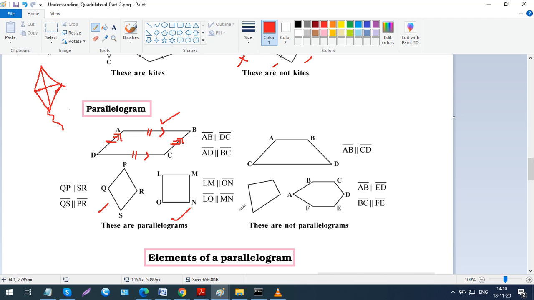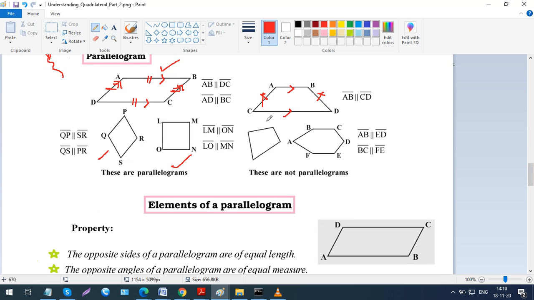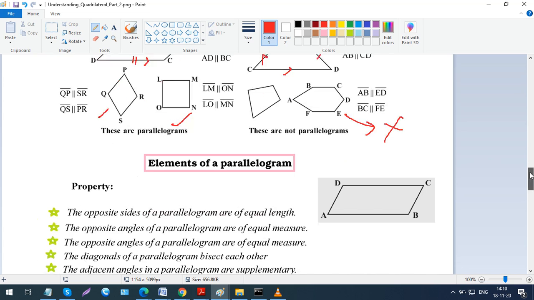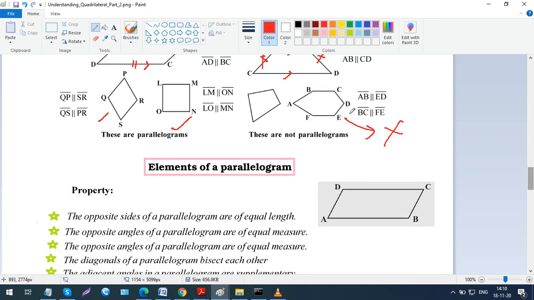Now coming to the other ones, these are not parallelograms because see, these two are parallel but they are not equal, right? And these two are not parallel again, so this is not a parallelogram. Here also, all are in very different shapes and sizes, so they are not parallelograms. Here also, a parallelogram has only four sides. A parallelogram is a quadrilateral, so this is not a four-sided quadrilateral, right? It has 1, 2, 3, 4, 5, 6 sides. So this is not a quadrilateral, so not a parallelogram.